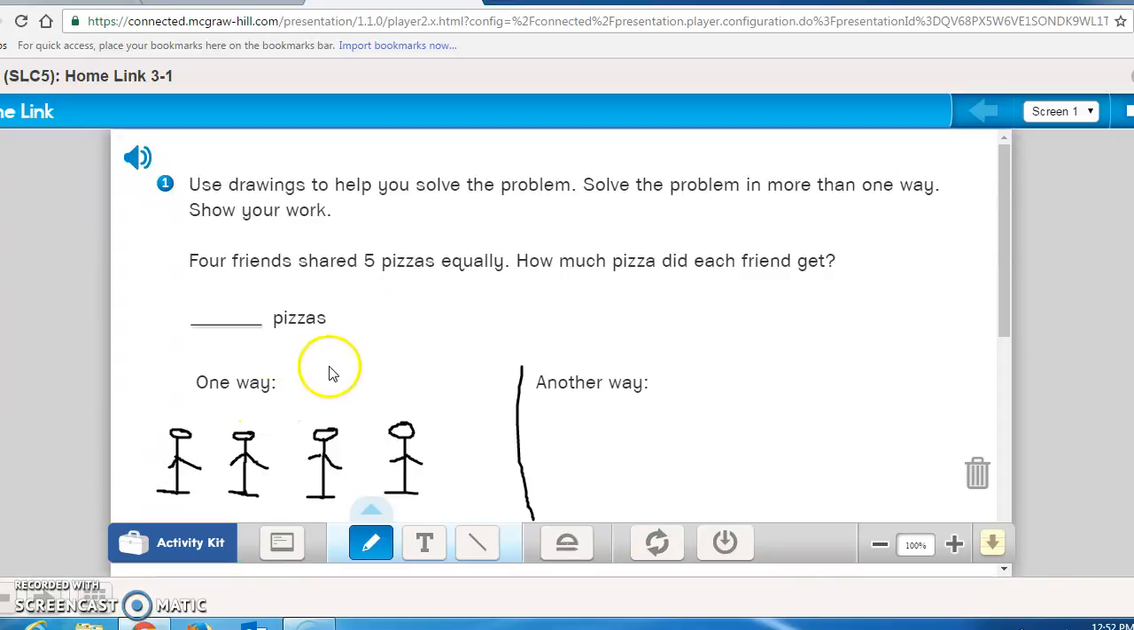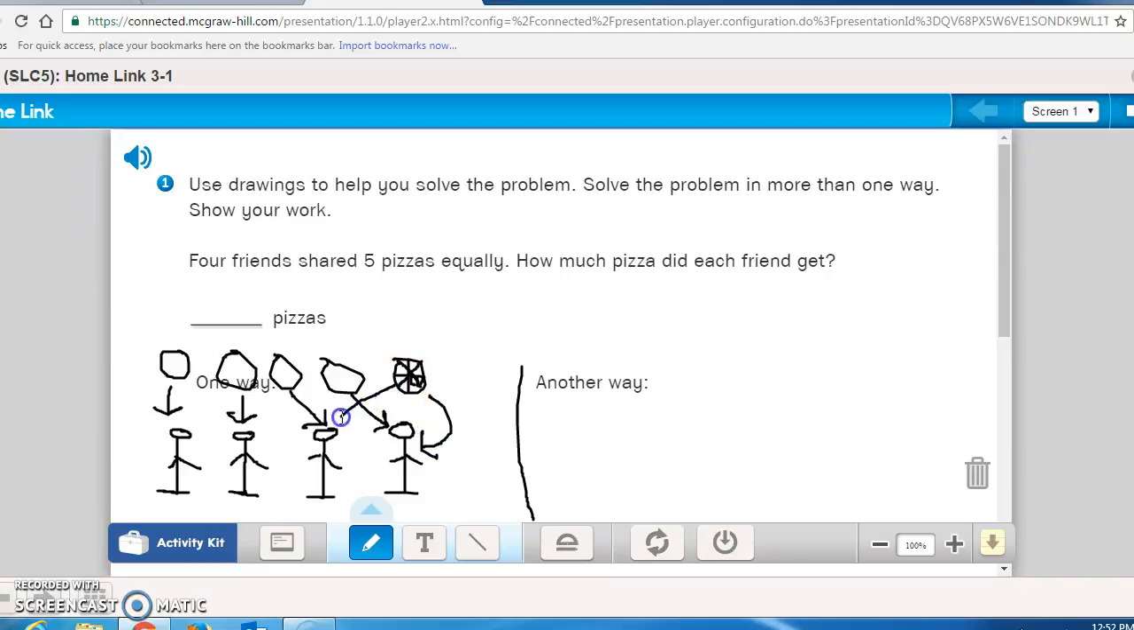Shared 5 pizzas equally. Okay, so we're going to make 5 pizzas. 1, 2, 3, 4, 5. Well, here again, I know each person will get 1 pizza. So I'm drawing my arrows here to show that. I'm going to divide this one, though, into 8 pieces, I think. So there's 4. Now I have 6. Now I have 8. Well, that means 2 of these pieces would go to each person.